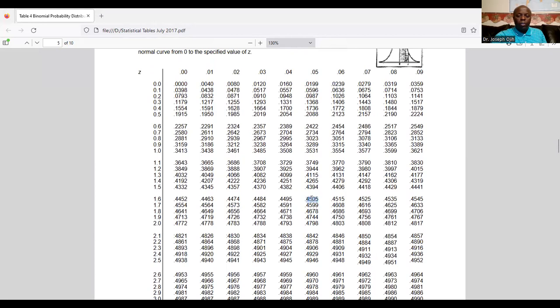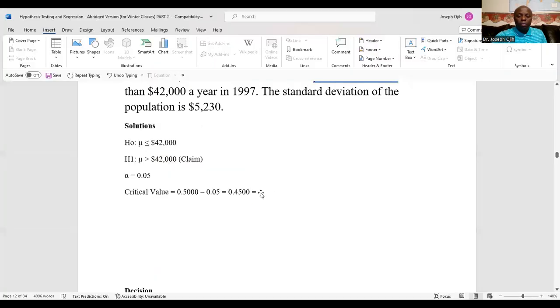Once you do that, you follow it to the left. You see 1.6. Follow it up 5. So 1.65 is the critical value. 1.65. Okay.